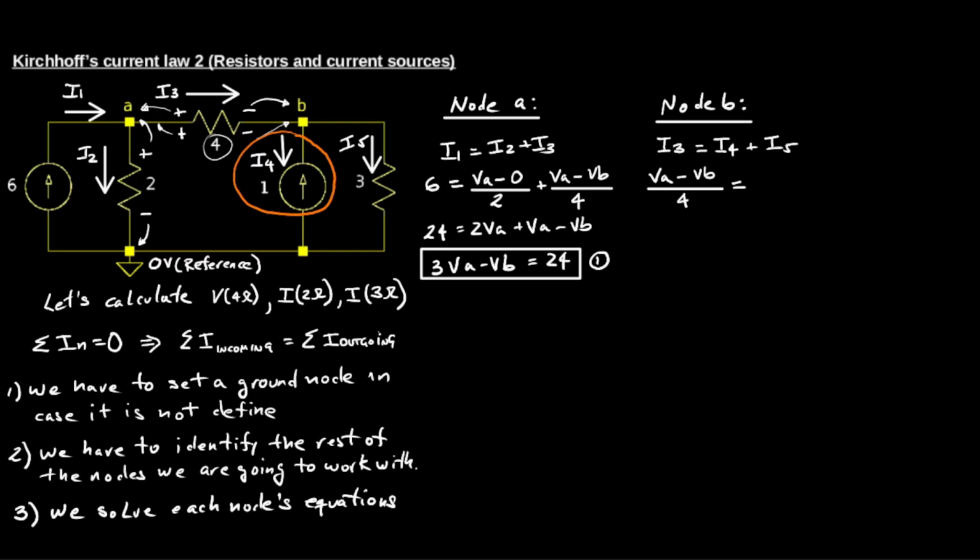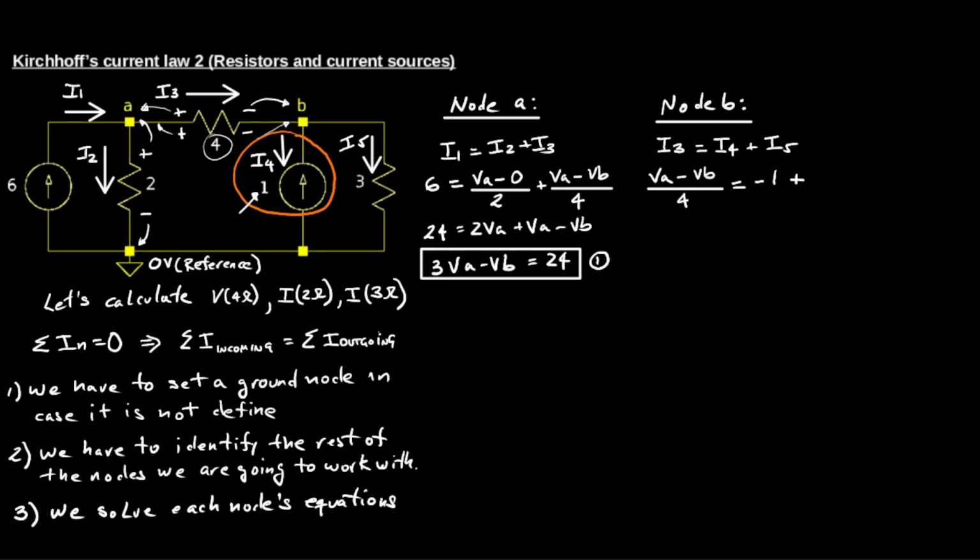I am surrounding I4 there because, as you can see, the current in that branch is given by the 1 ampere current source. But I drew I4 going down, and the current source is going up.